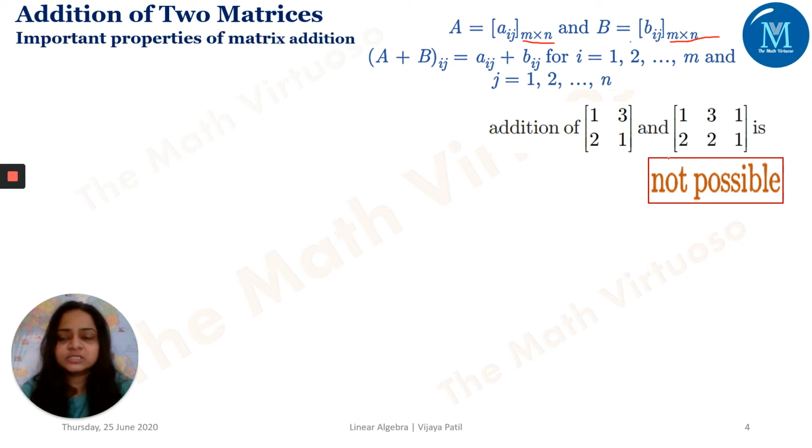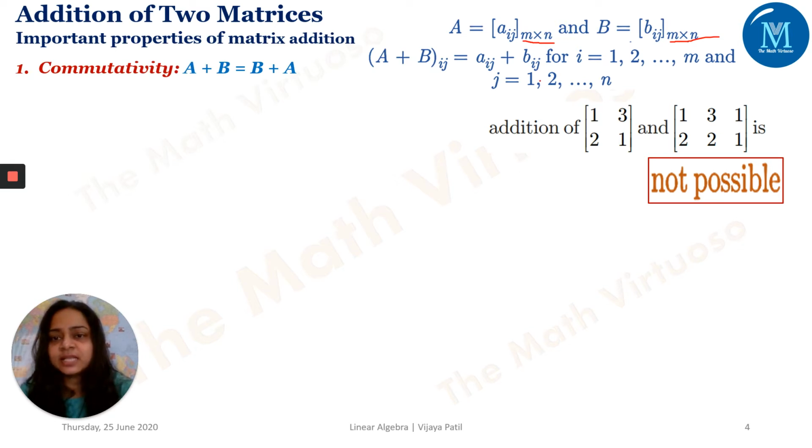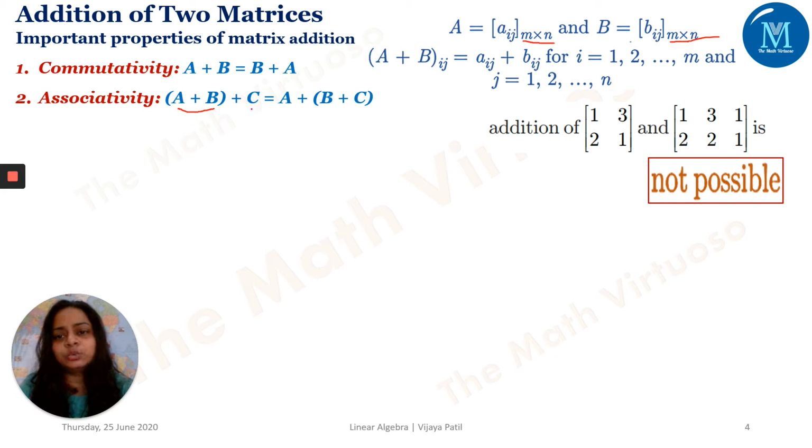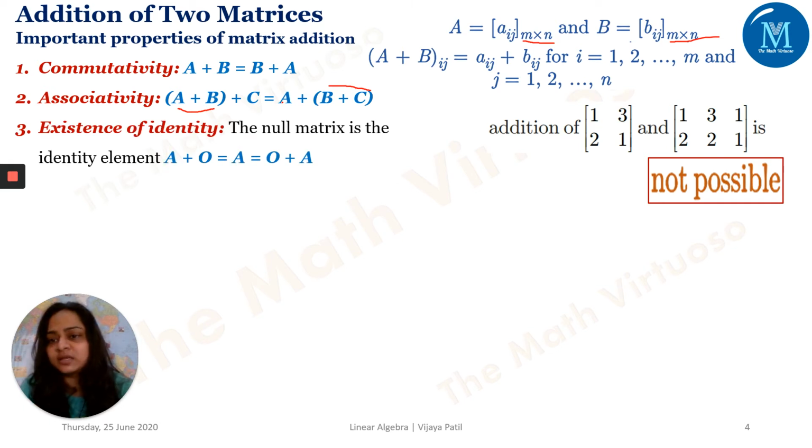So what are the properties? The first is commutative, that means A plus B is equal to B plus A. Then it is associative, like if I add A plus B and then add C to it, it is the same as adding B and C first and then adding A. That is associative. Then existence of identity: the null matrix is the identity. That means after adding it, the original matrix will not change. That means A plus 0 is equal to A, which is the same as 0 plus A.